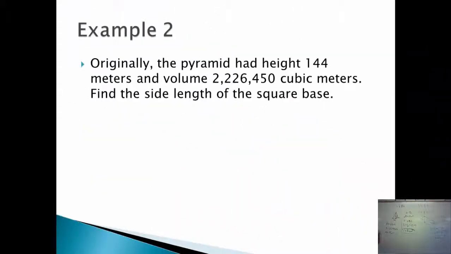Now, let's apply this to real life. Originally, the pyramids in Giza had a height of 144 meters and a volume of 2,226,450 cubic meters. Whoa. Find the side length of the square base. So find the length if I wanted to follow along one edge of the pyramid. How far would I walk just following along one edge of it?